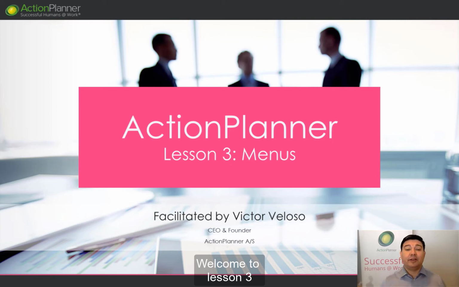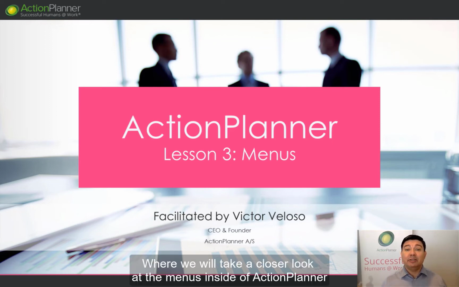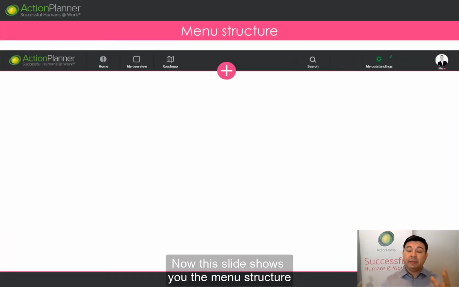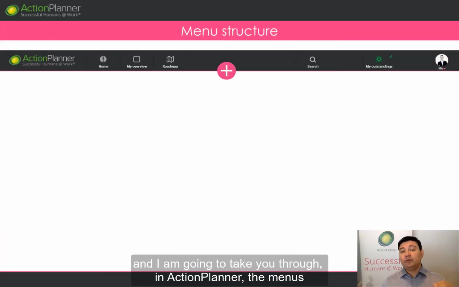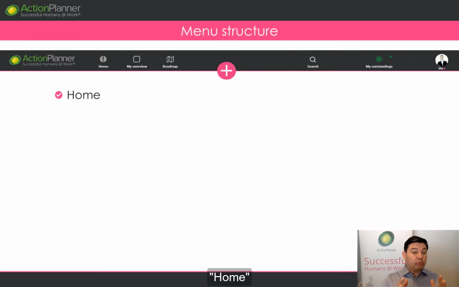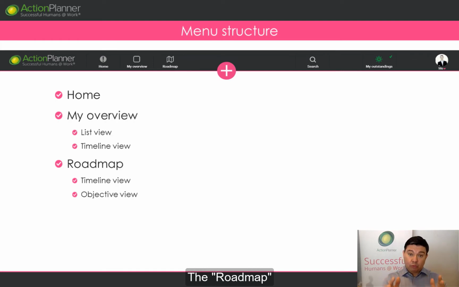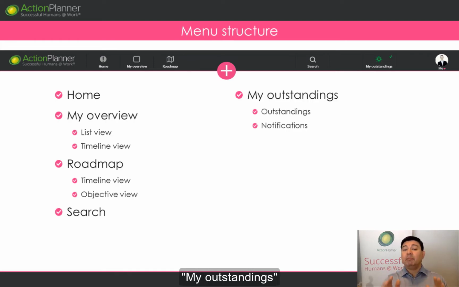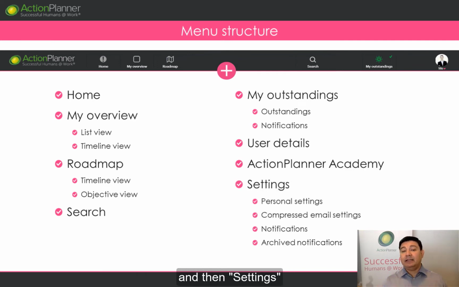Welcome to this lesson 3, where we'll take a closer look at the menus inside of Action Planner. Now, this slide shows you the menu structure, and I'm going to then take you through the menus in Action Planner. So very shortly, the menus in Action Planner are as follows: the Home, My Overview, the Roadmap, Search, My Outstandings, User Details, Action Planner Academy, and then Settings.